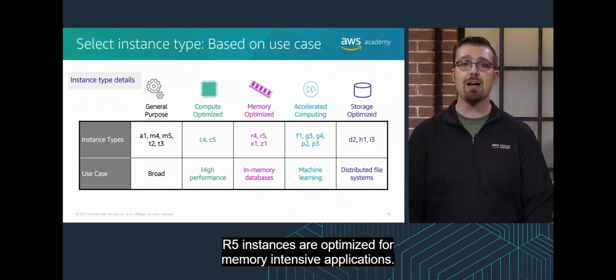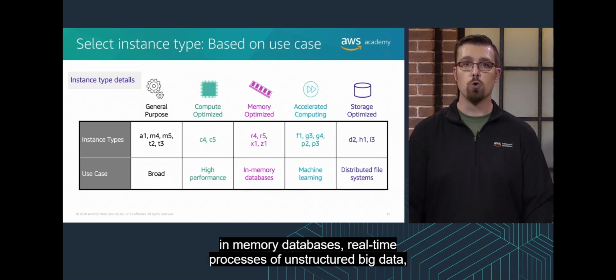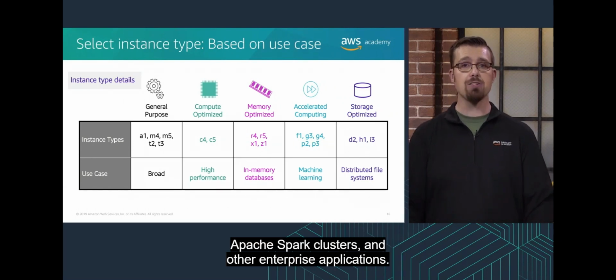R5 instances are optimized for memory-intensive applications. Use cases include high-performance databases, data mining and data analysis, in-memory databases, real-time processing of unstructured big data, Apache Spark clusters, and other enterprise applications.